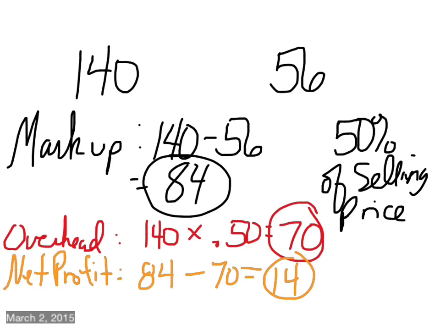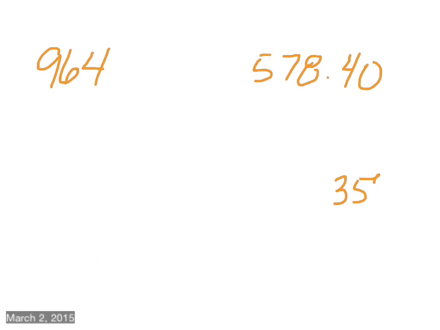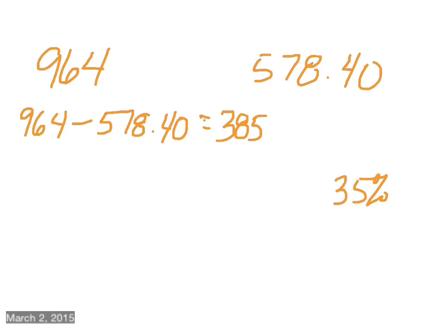Number 2 says the selling price is $964, the cost is $578.40, and the overhead percent is 35%. So again, the first step is let's find the markup. We take 964 and subtract out 578.40. What's 964 minus 578.4? $385.60.